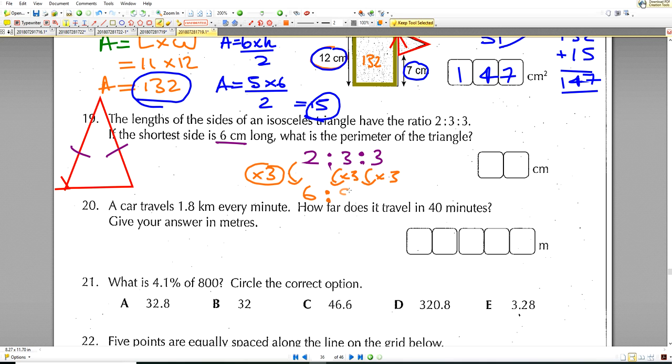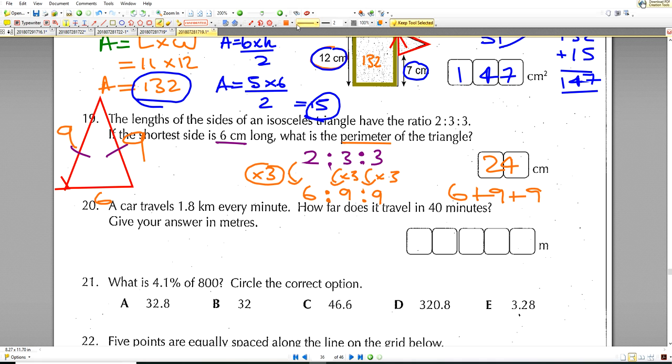So, that will give us 6, 9, and 9. So 6 is going to be the shortest side, that's going to be 9, that's going to be 9. And to work out the perimeter, we have to add them all up. So 9 add 9 will give us 18. 18 then add 6 will give us 24. And that is where we need to be.